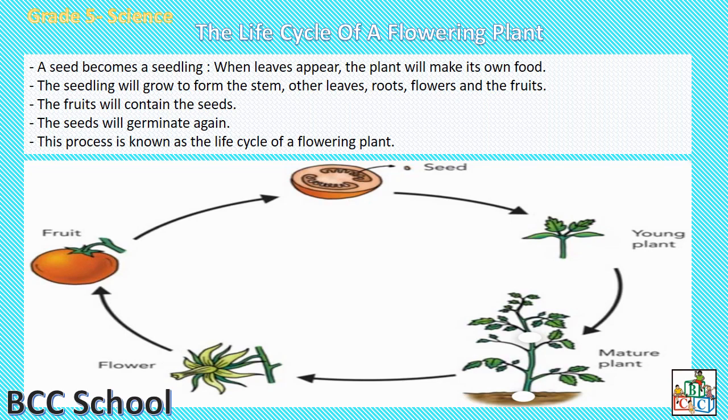Let us read. A seed becomes a seedling when leaves appear. The plant will make its own food. The seedling will grow to form the stem, other leaves, roots, flowers, and the fruits. The fruits will contain the seeds. The seeds will germinate again. This process is known as the life cycle of a flowering plant.